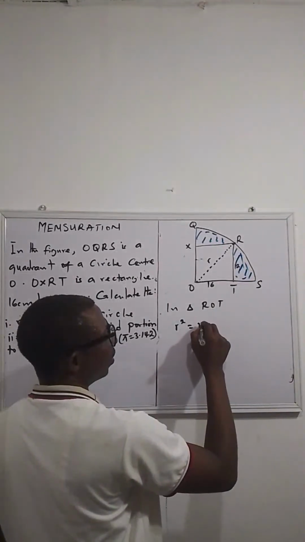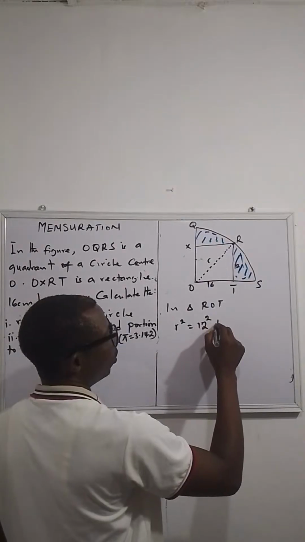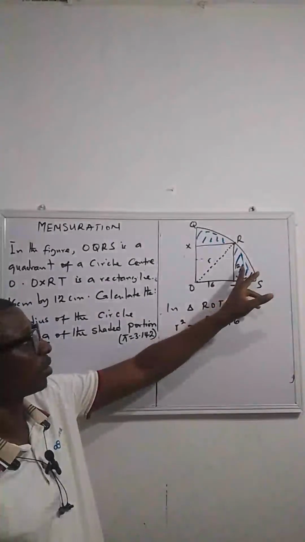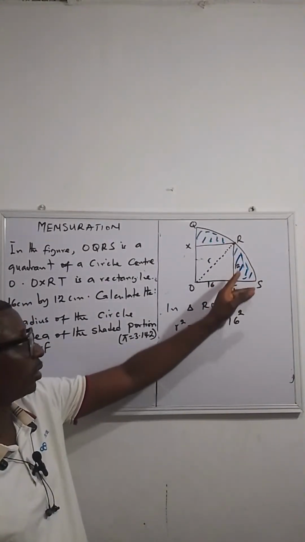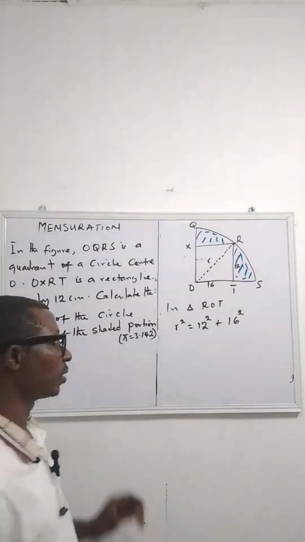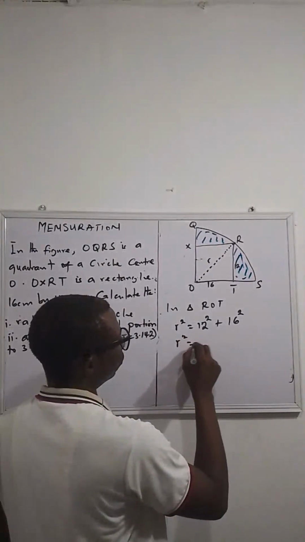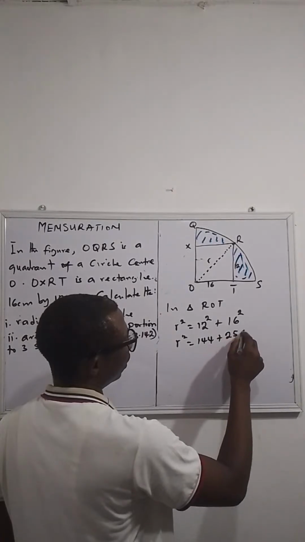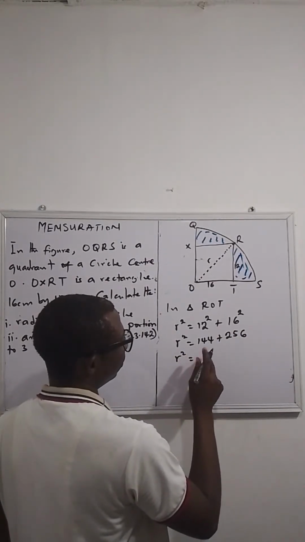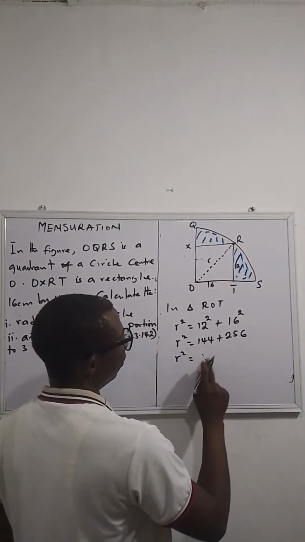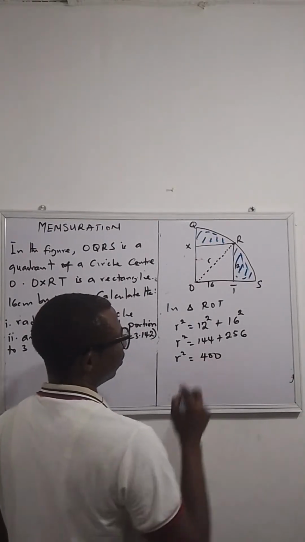So we have R square equals the sum of the squares of the other two sides. Okay, now we have 12 square plus 16 square. When you add the squares of the two sides together, that gives you the square of the hypotenuse. All right, so we have R square equals what? That's 144 plus 256. All right, so now let's add together. When you add together, you have 400.